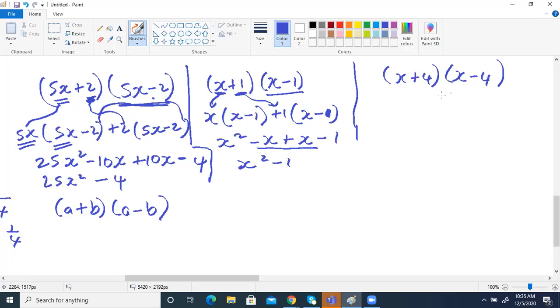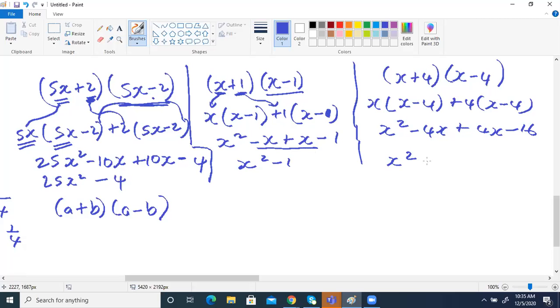What about this one? What did you guys get for this over here, the third one? x squared minus 16. x squared minus 16, all right. So we'll go again. And then this becomes, the middle cancels out. I'll get this. All right.